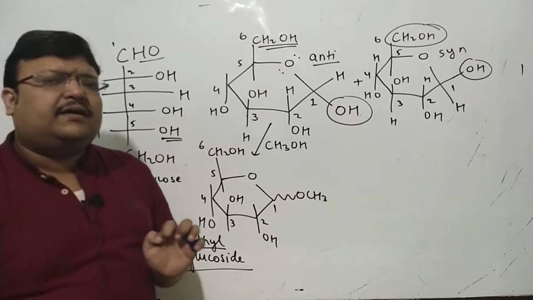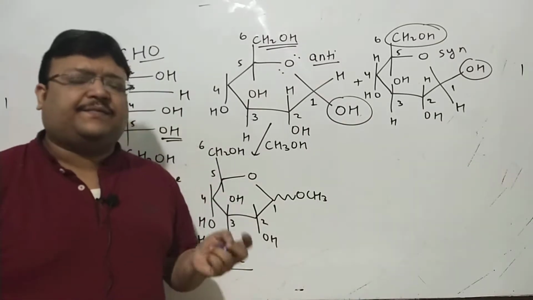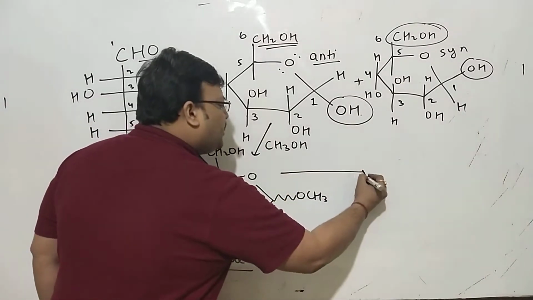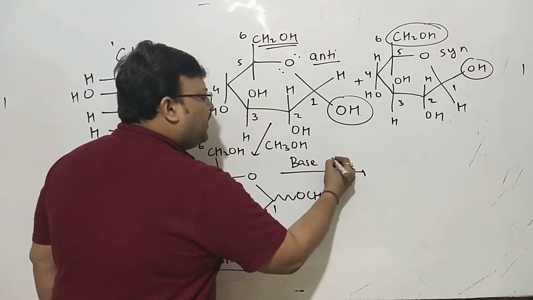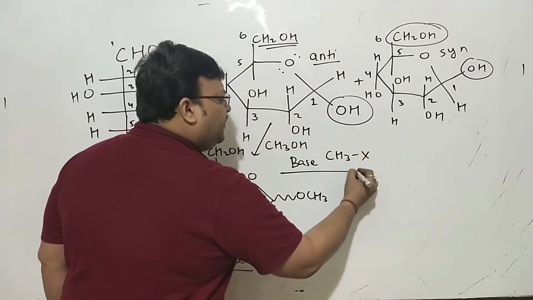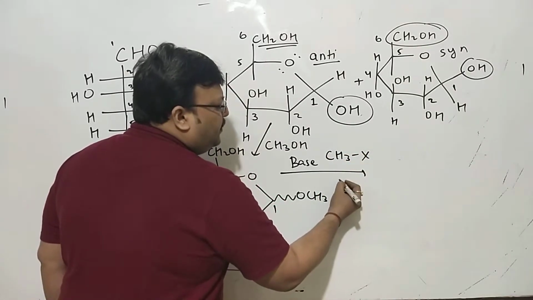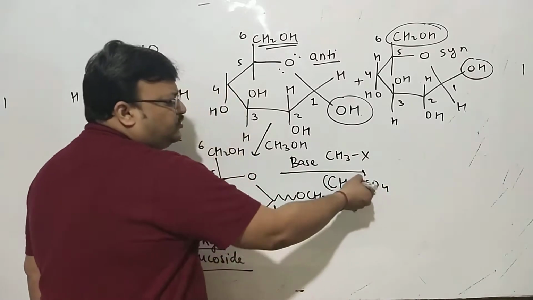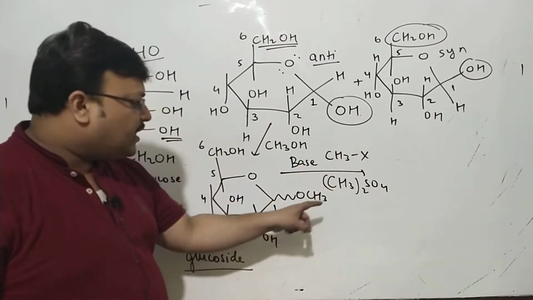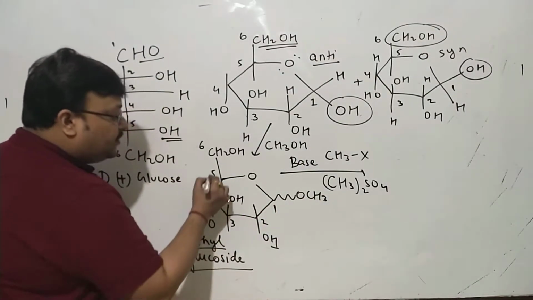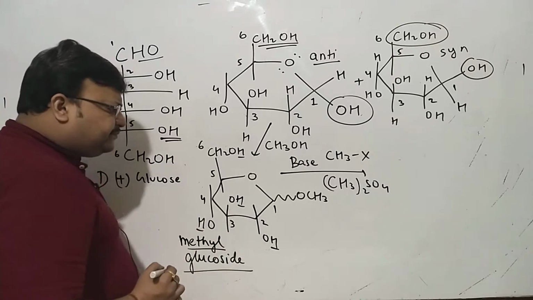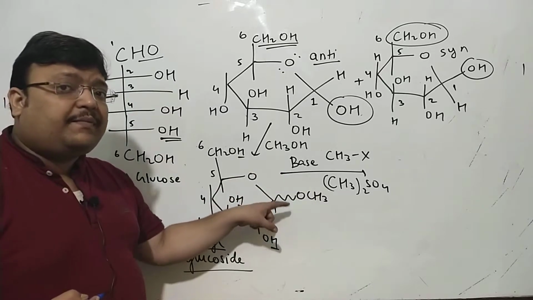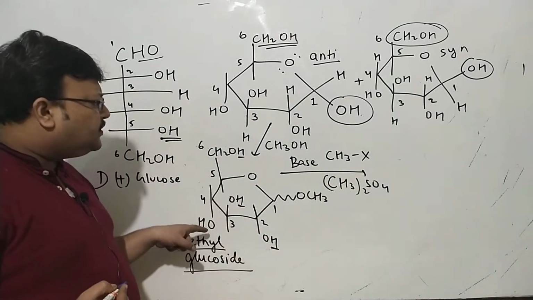Methyl glucoside is subjected to exhaustive methylation. You can take a base and an excess of CH3X, any halide, or you can take dimethyl sulfate. Dimethyl sulfate will also be a very good leaving group like halide, and all the OH will be methylated. Realize the acetal was already methylated.